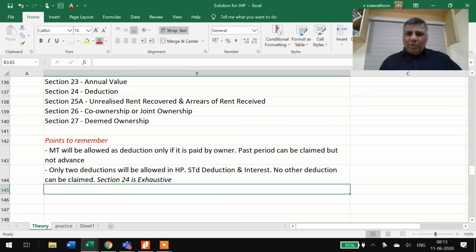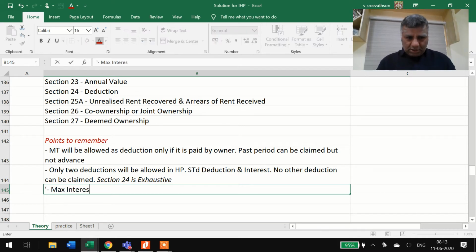In the question, they will give you insurance, repair, ground rent, so many other things. All those things you should ignore. What you want is only interest. Standard deduction we know, because once I compute the annual value, it is 30% of NAV. So I look for only one piece of information: what is the interest? No other deduction can be claimed. Section 24 is exhaustive.